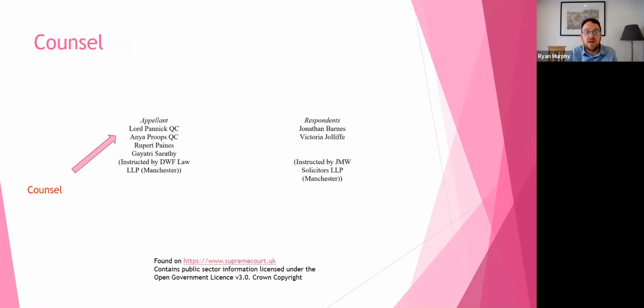Moving then, the other thing that you can see is the counsel. So you can see who appeared for the appellant in the case and who appeared for the respondents. So here we can see that there were some QCs in this case, so Queen's Counsel, those barristers who are the most senior of barristers who've taken silk. You have Lord Panic appearing for the appellants, and then if you go over to the other side, you can see the counsel for the respondents, including Jonathan Barnes. So this can be really, really useful if you want to know who appeared in a particular case.